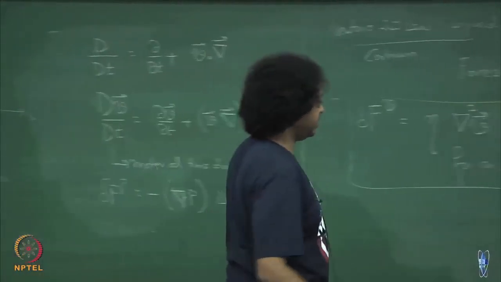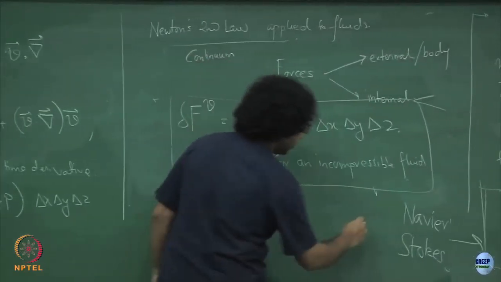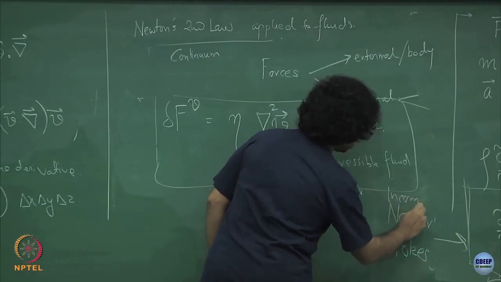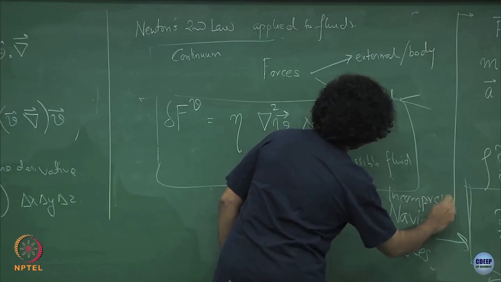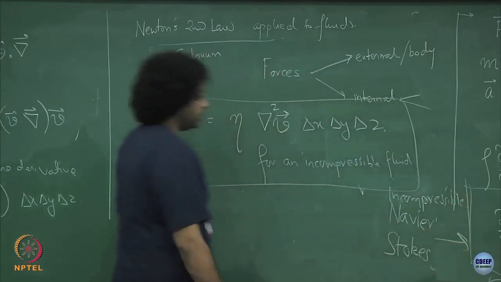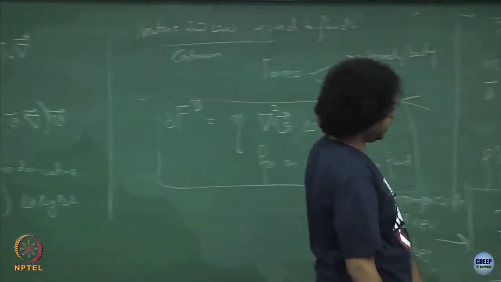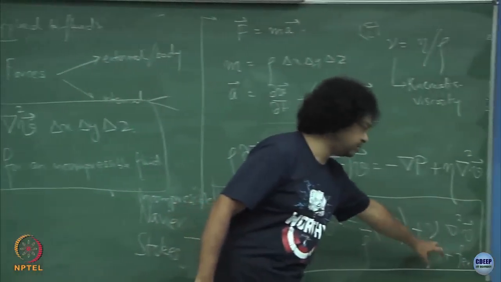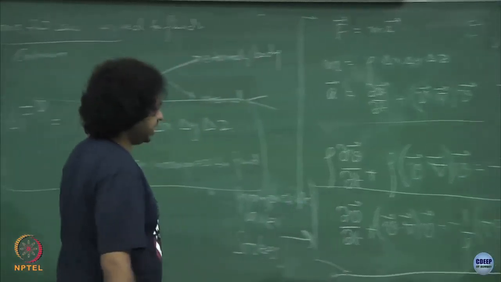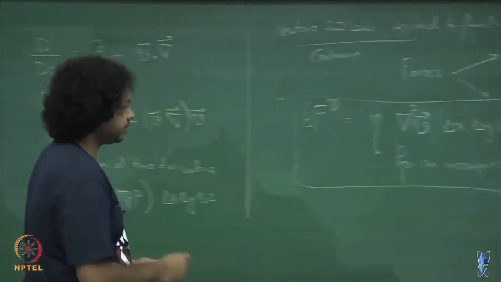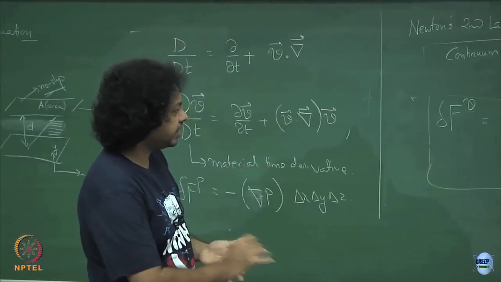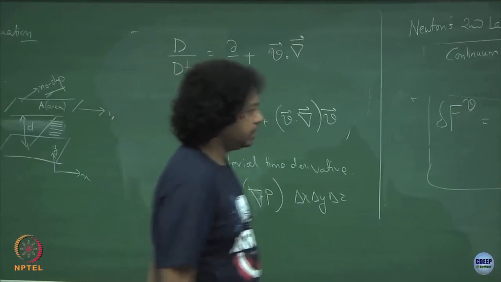This is, well, let me be more correct. This is for an incompressible Navier-Stokes. This is what the canonical Navier-Stokes is, but of course, if you have a compressible fluid, then you will have this additional term which will be a gradient of divergence of V over there, something like that. All right.